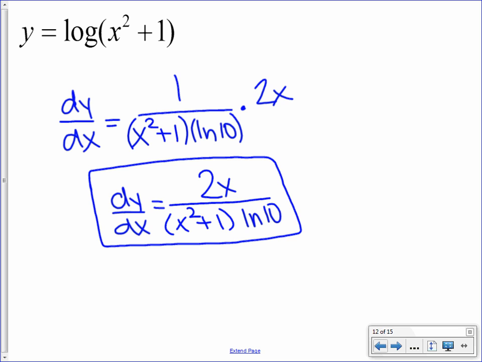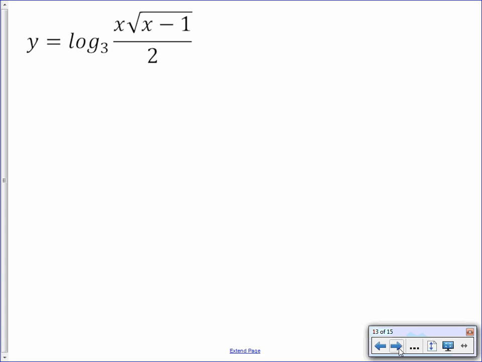Now I think I'm going to skip over this example and come back to it if we have time. But let's talk about how we would do it. We would have to expand it first and then take two separate derivatives.